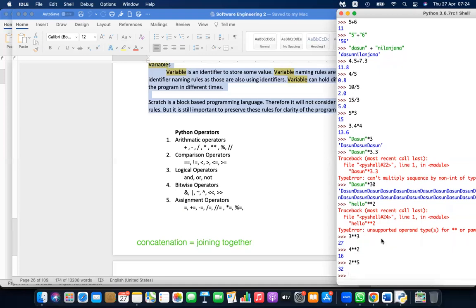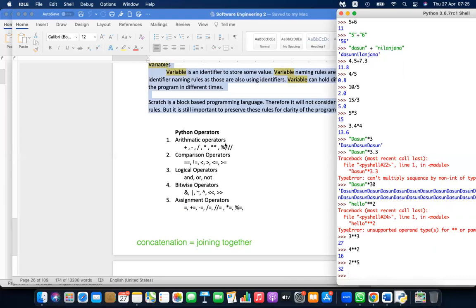Can you understand the concept of power? Have you learned this in mathematics in your school? Exponent, right? This is also called exponent, or power. Okay. So then up to here is okay.